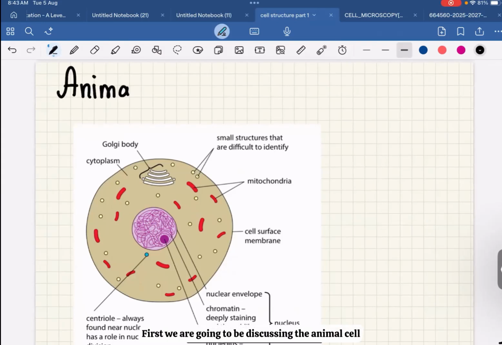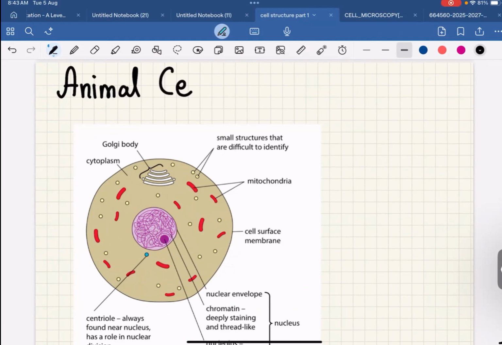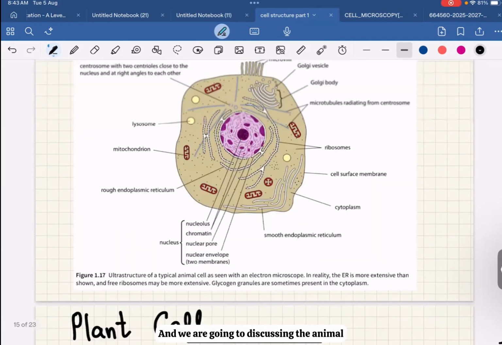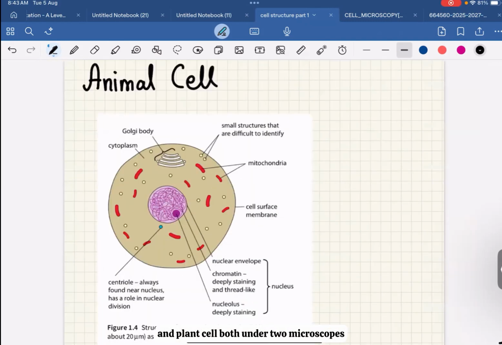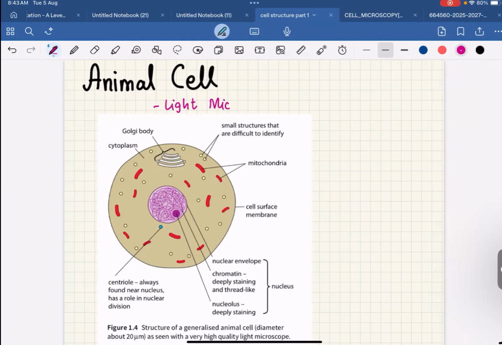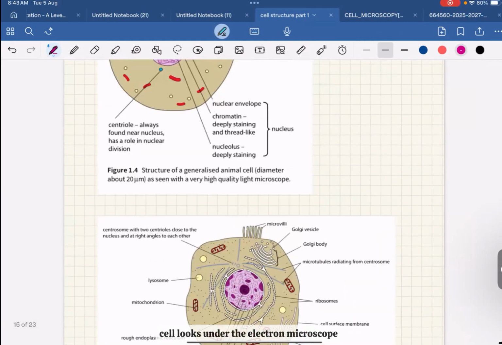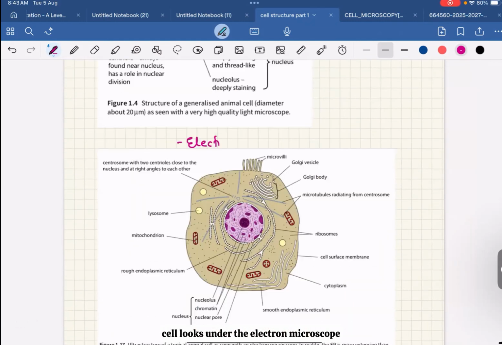First we are going to be discussing the animal cell, and then we are going to be discussing the plant cell. And we are going to be discussing the animal and plant cell both under two microscopes. Under the light microscope, how does the structure of the animal cell look under the microscope? We are going to discuss this, and then we are going to discuss how the structure of the animal cell looks under the electron microscope.